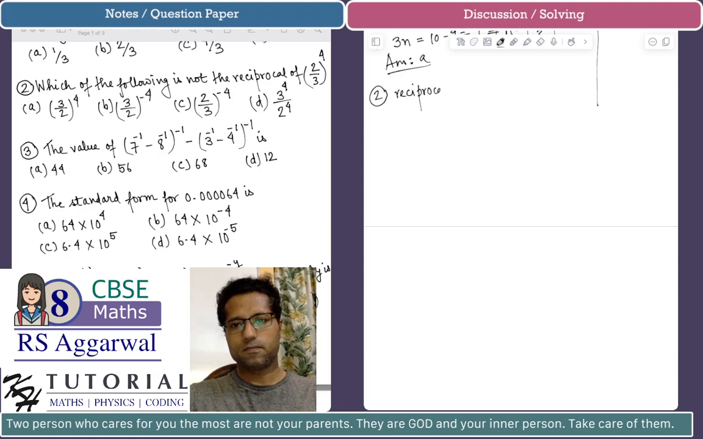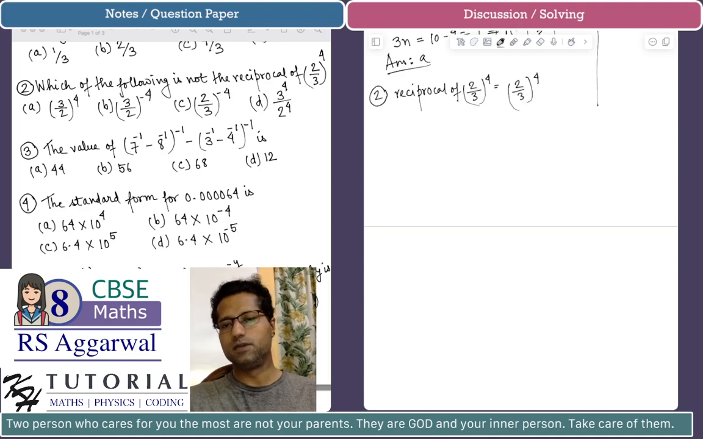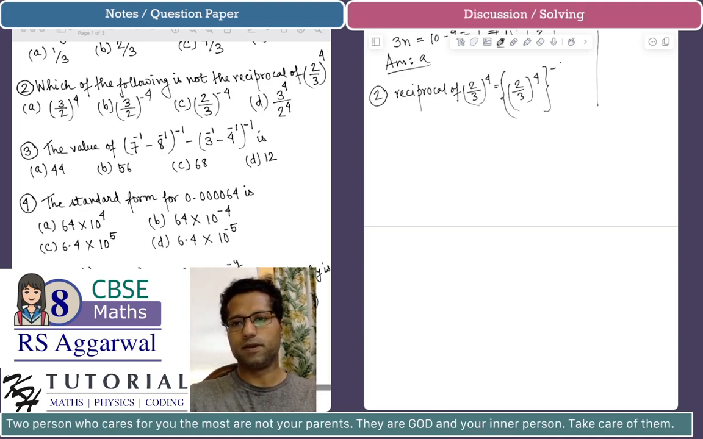Reciprocal of 2 by 3 raised to the power 4. As per the notation, the given number is 2 by 3 raised to the power 4. Its reciprocal will be this term whole raised to the power minus 1. Now this is equal to, we have two layers of powers. The first power is 4 and another power is minus 1. So this will be equal to 2 by 3 raised to the power 4 multiplied by minus 1. The powers get multiplied.